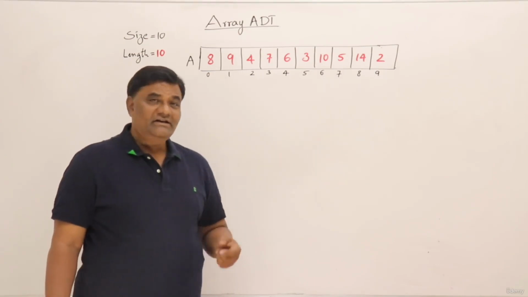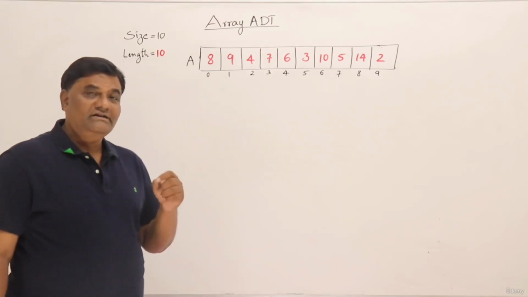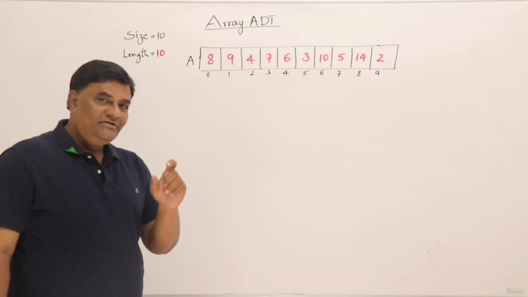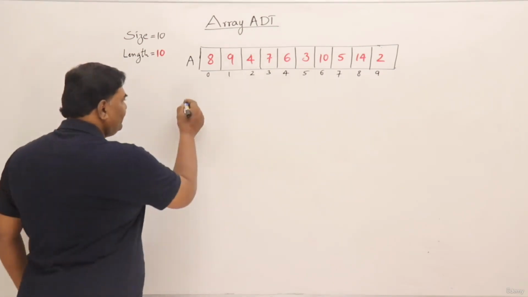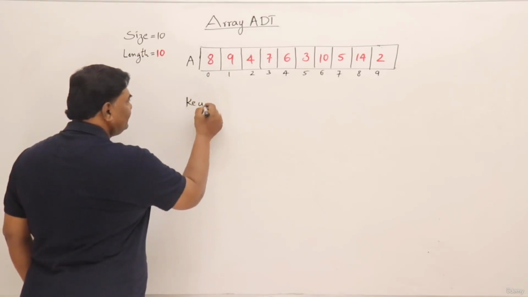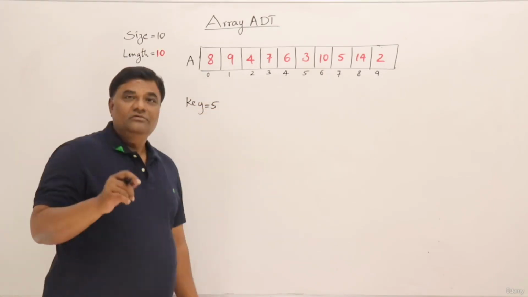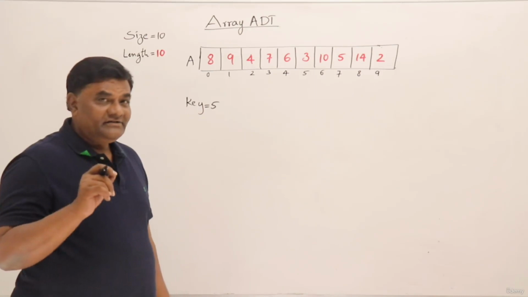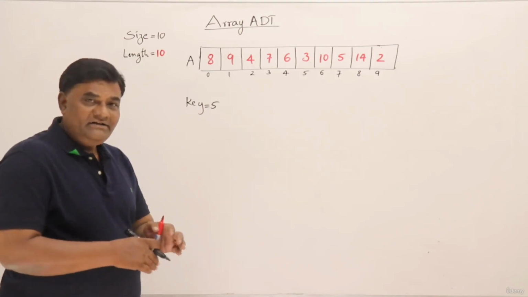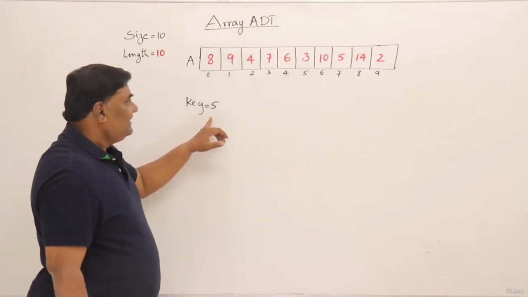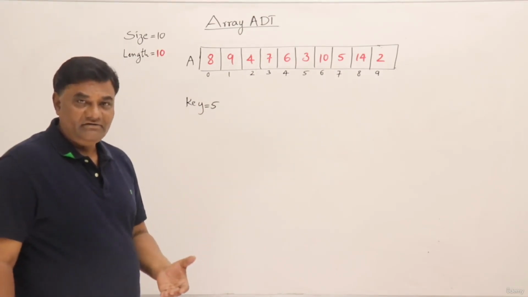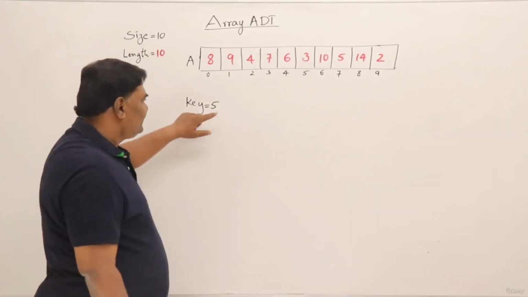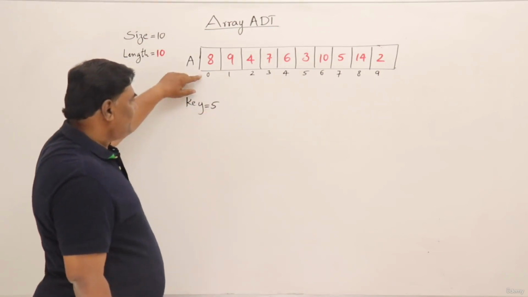Then in a list, if I want to search for any key element, so the value that we are searching, usually we call it as key. So suppose I am searching for a key that is 5. Let us look at linear search method. In linear search, we search for the key in a list linearly by checking the elements one by one. For searching 5, we will start comparing from first element onward.